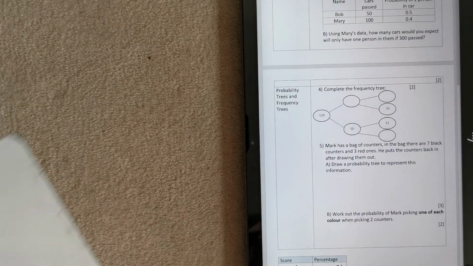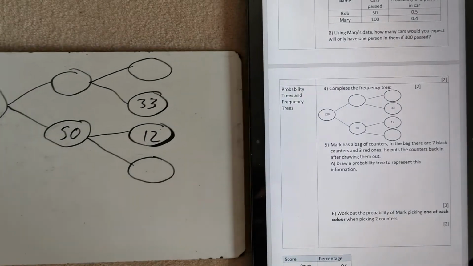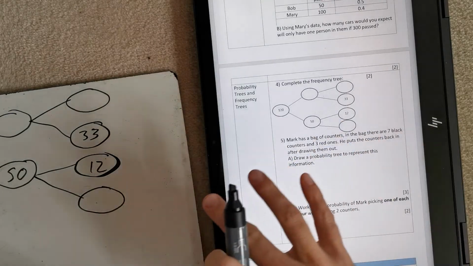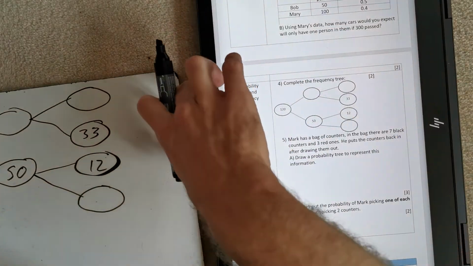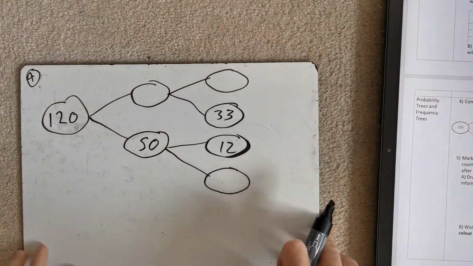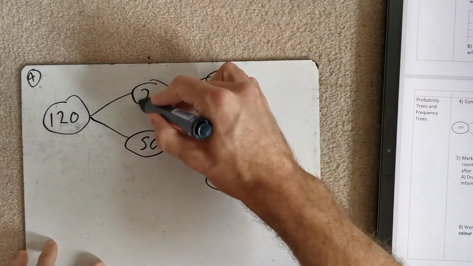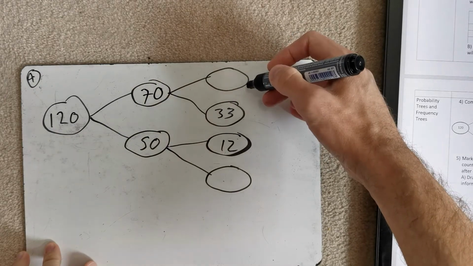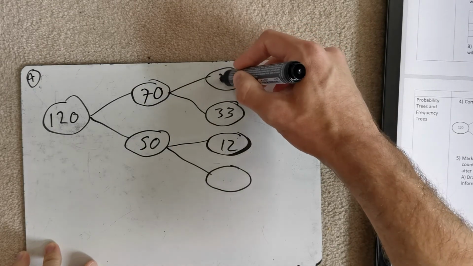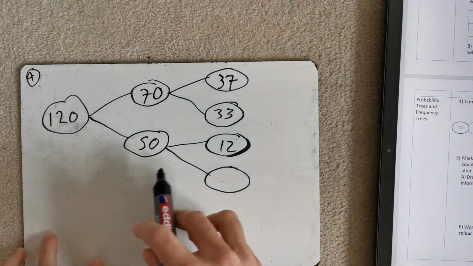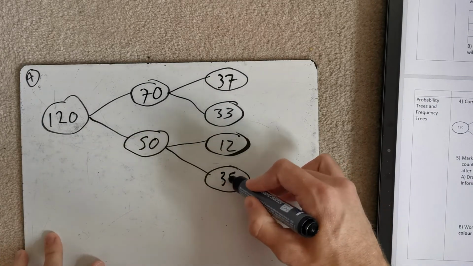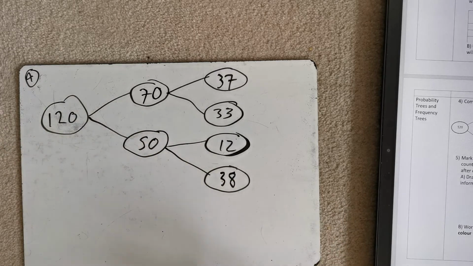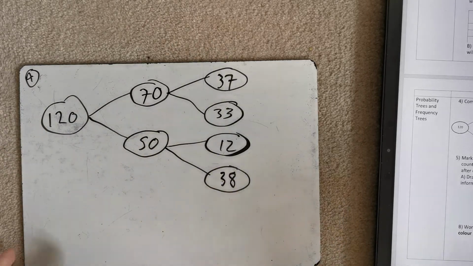Let's have a look at this one then. Complete that frequency tree. There's no data, there's no kind of explanation involved. It's just adding and subtracting. Okay, so 120 take away 50, 70. 70 take away 33 would give you 37. 50 take away 12 is, of course, 38, and that's completely done. If you make one mistake, you drop 1 mark. If you make 2 mistakes, you don't get any marks, I'm afraid.